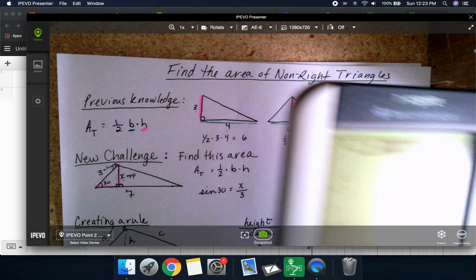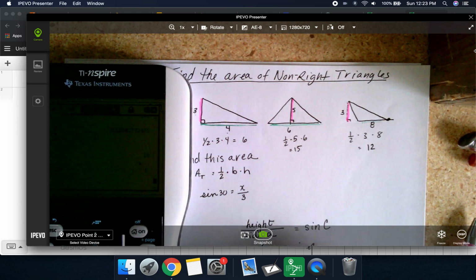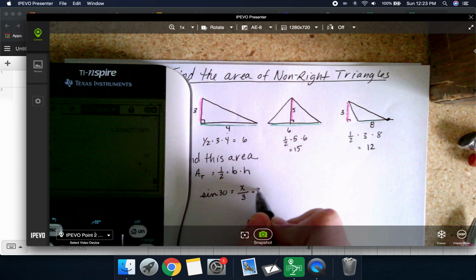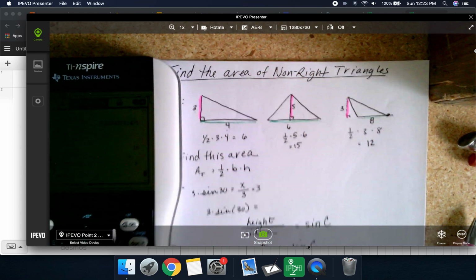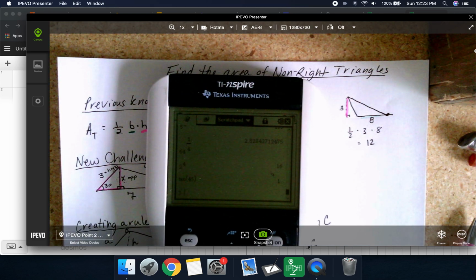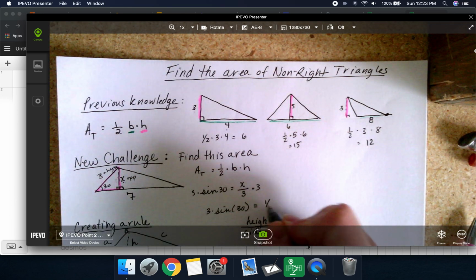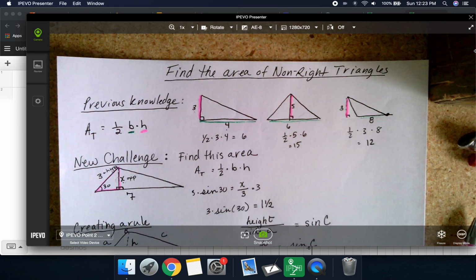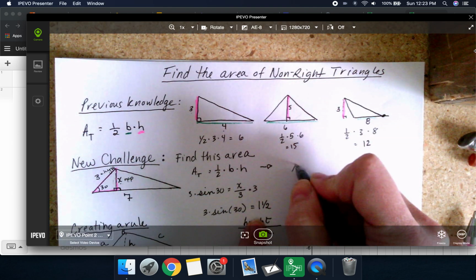So we're going to say that, where are we? 3, multiply that 3 over. 3 times the sine of 30 is that height. So 3 times the sine of 30 is 1.5. So 1.5.